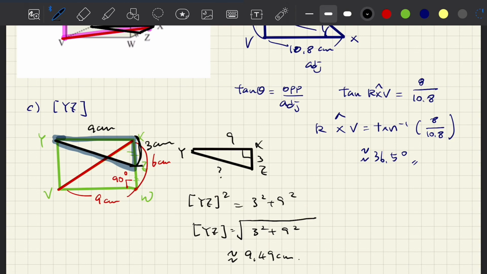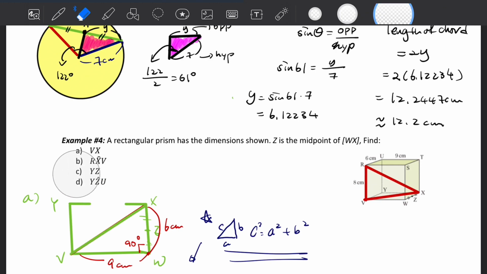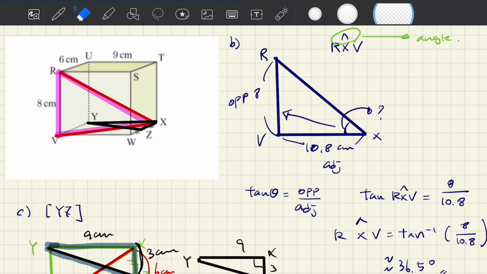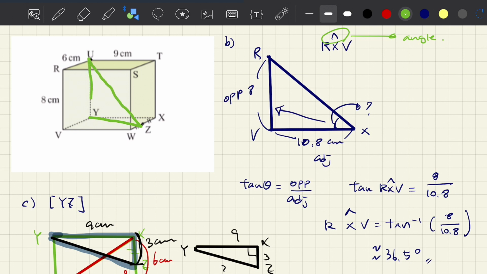Okay. Then let's do question D. So for question D, we need to find the angle YZU. Let's see where it is happening. I'm going to erase a little bit here. We know that the point Y is here, the point Z is here, and the point U is here. So we need to find the angle between this and this. There is another triangle happening, right? Then let's redraw this diagram.